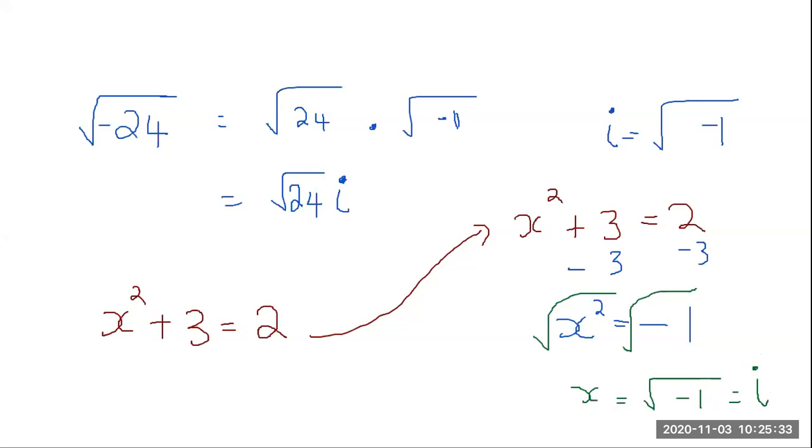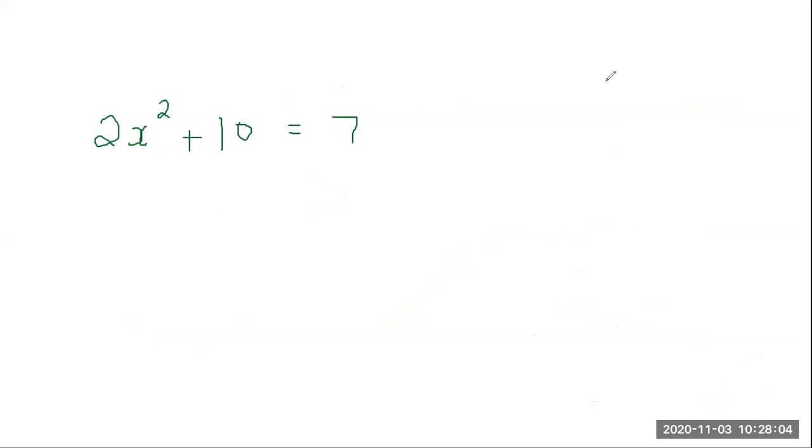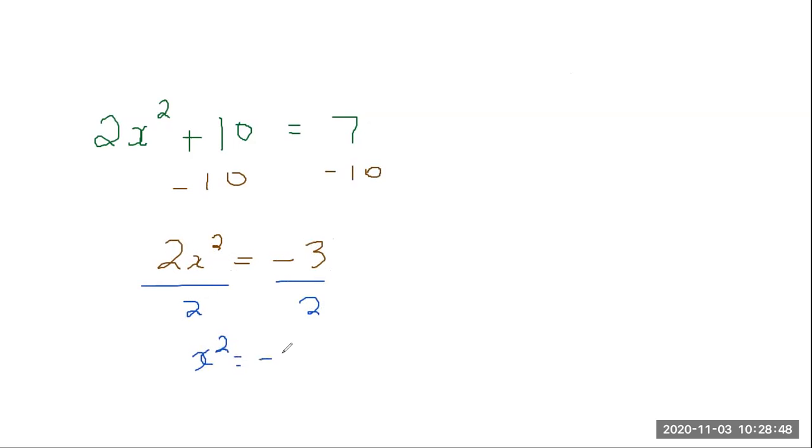Make sense? All right, last example. Just like any other problem we'll be solving, I do the additive inverse. So I minus 10 on both sides, which gives me 2x squared is equal to -3. And then now I have to do the multiplicative inverse. Divide both sides by 2. So x squared is equal to -3/2.